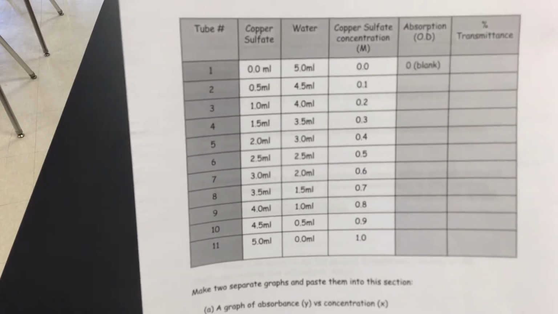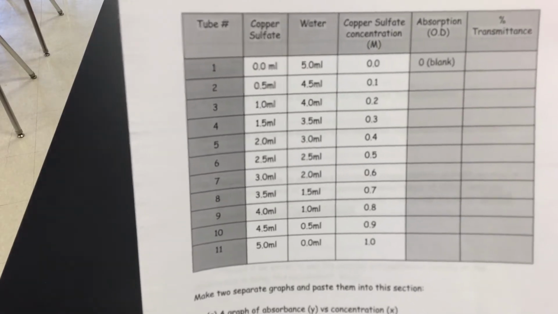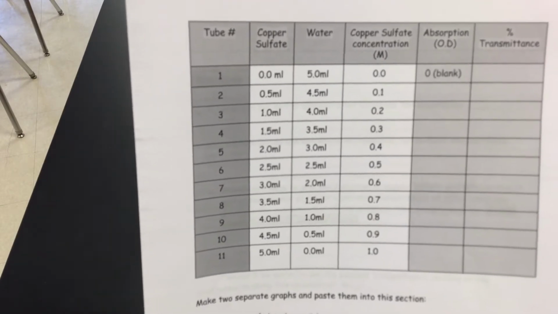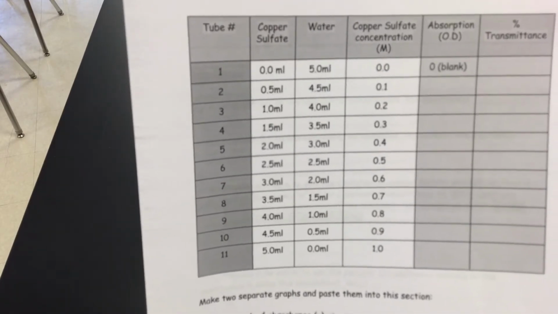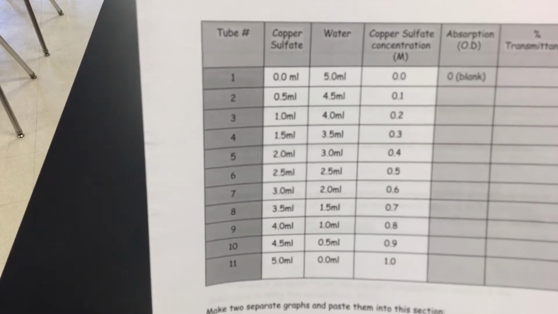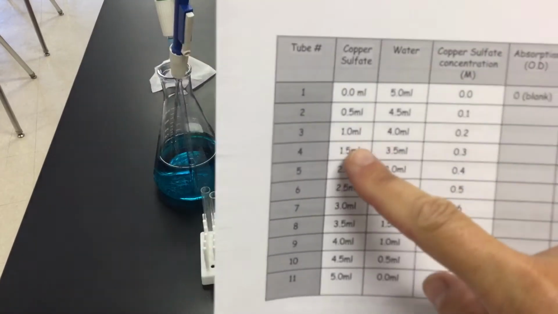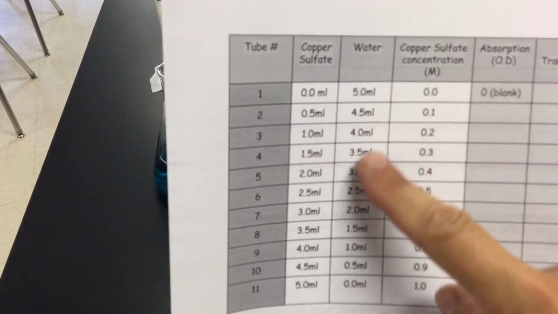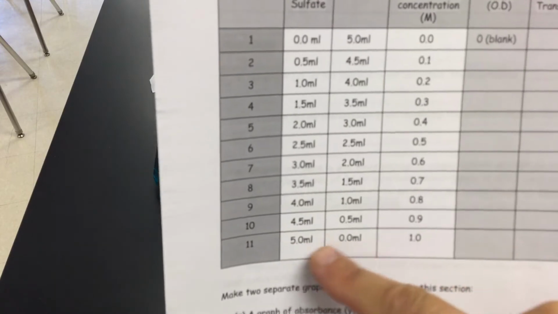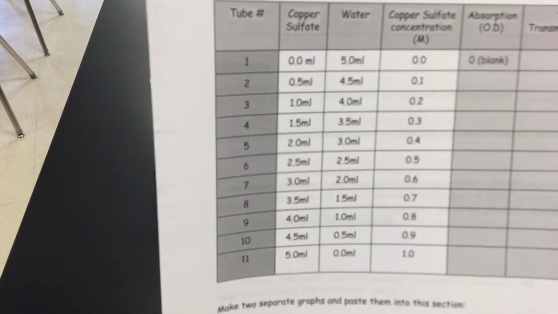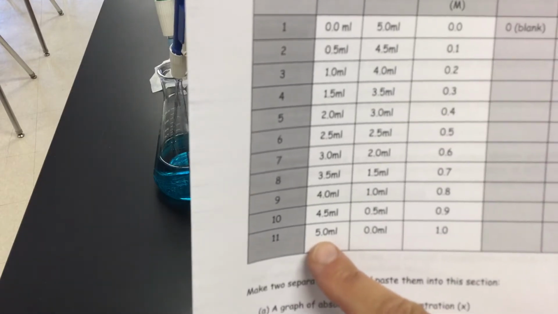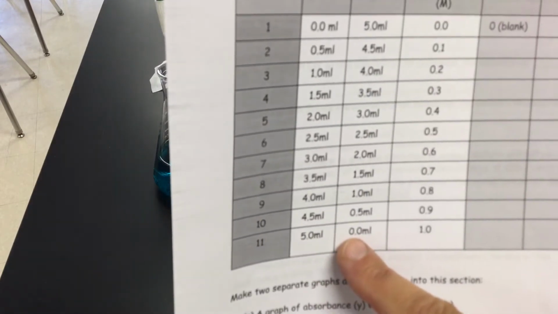So in terms of molarity, my first tube, which is 5 mLs of water and 0 copper sulfate, I have a 0 molarity. But then I'm going to increase. I'm going to go to 4.5 milliliters of water and a half ml of copper sulfate, 4 mLs of water, 1 ml of copper sulfate. So water is going to decrease, copper sulfate is going to increase. I still end up with 5 mLs in every one of my tubes. It's also a constant. So my 11th tube has 5 mLs of copper sulfate and 0 of water.